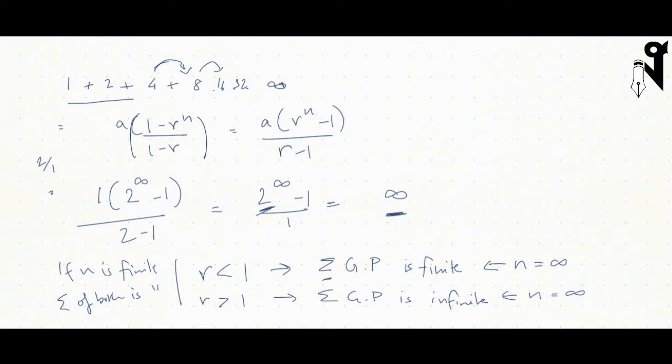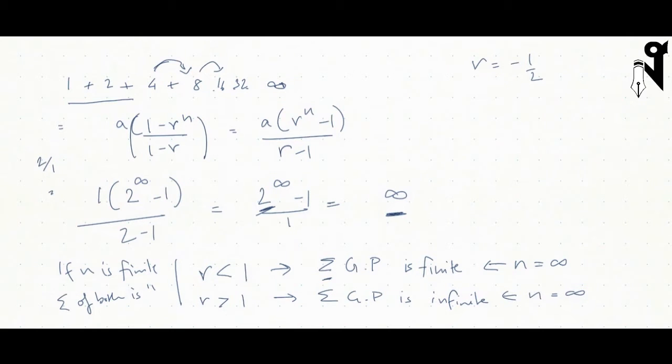Also over here, r is between 0 and 1, so I'm assuming the value of r between 0 and 1. What happens if r is less than 1? If r is something like, say, minus half, let's see what happens to this infinite GP.